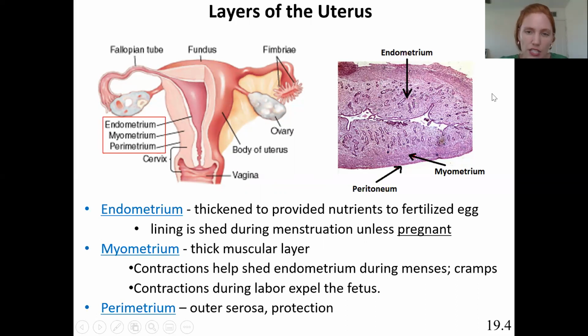And then surrounding the outside is the perimetrium, and the perimetrium is just the serous membrane layer on the outside for protection. Okay, so just to reiterate, make sure you get this piece. The endometrium is where the embryo would embed, and it is also the layer that will be shed during menstruation.